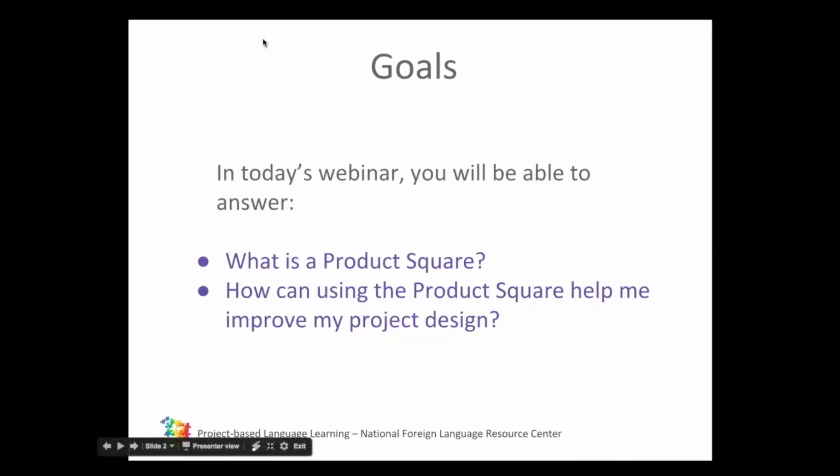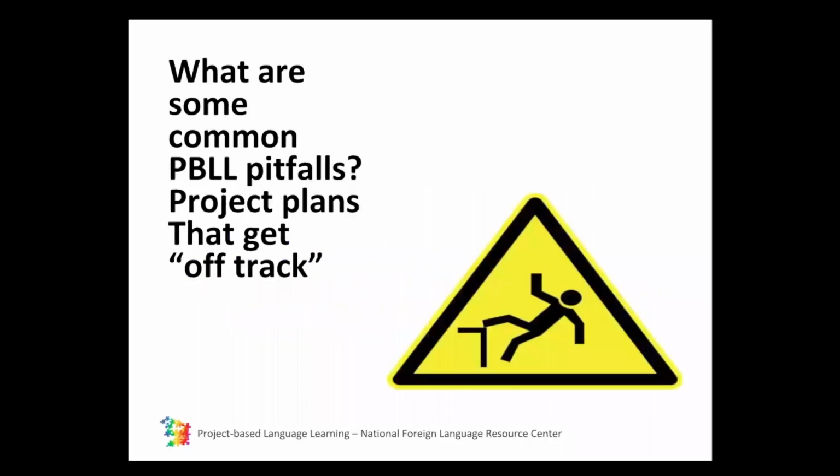In the next 20 minutes, I'll provide examples of authenticity in PBL, and I'll explain what it takes for a project to be authentic. This will be in the context of a useful tool called the product square. So in today's webinar, you're going to be able to answer the questions: what is a product square, and how can using the product square help me improve my project design?